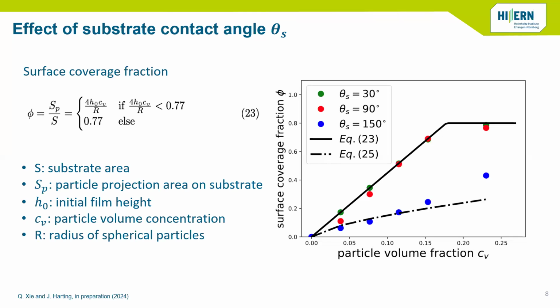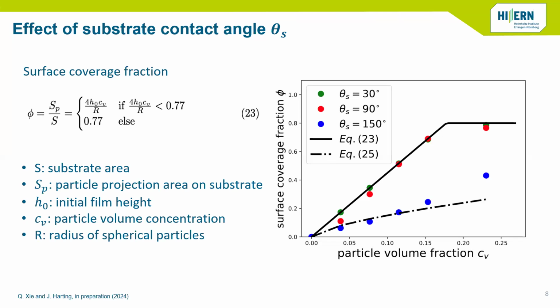So this H0 is the initial film height, and the particle volume fraction is the CV. So we can get the number of particles through this relationship. Then, but there's a maximum surface coverage for random arrangement of spheres in 2D. So it's 0.77. This is the maximum surface coverage for spheres in 2D. So we have a cutoff.